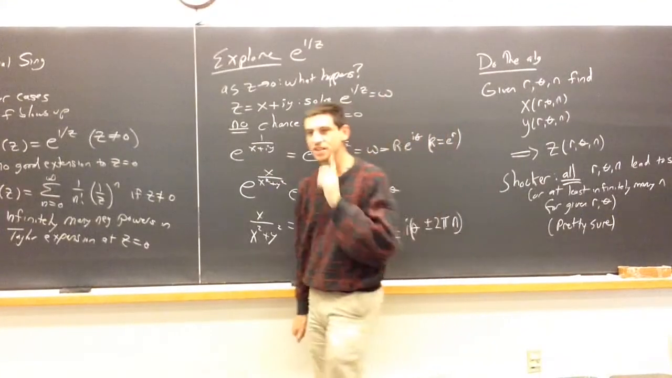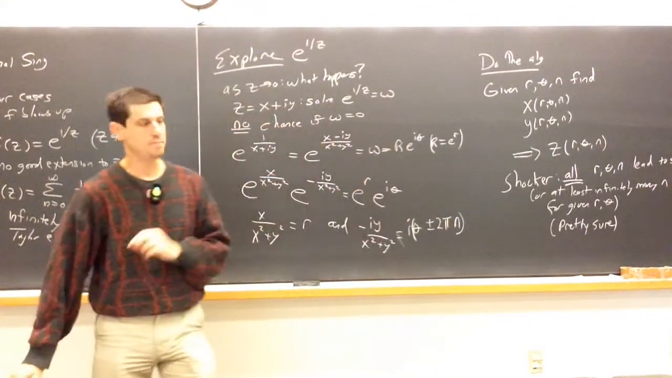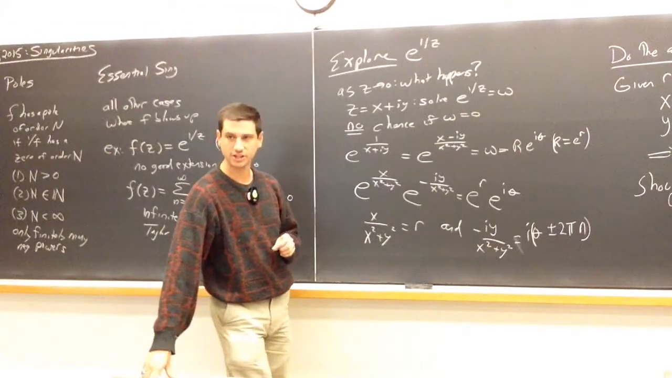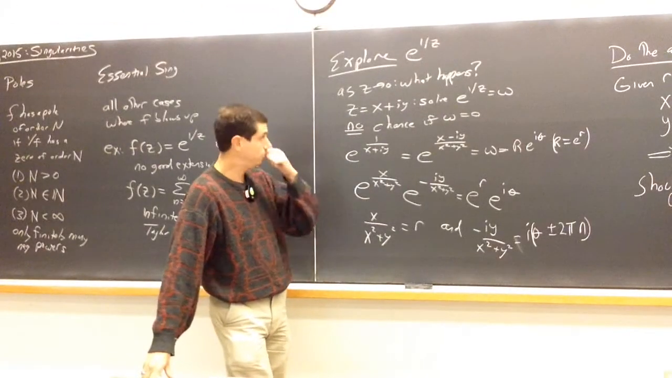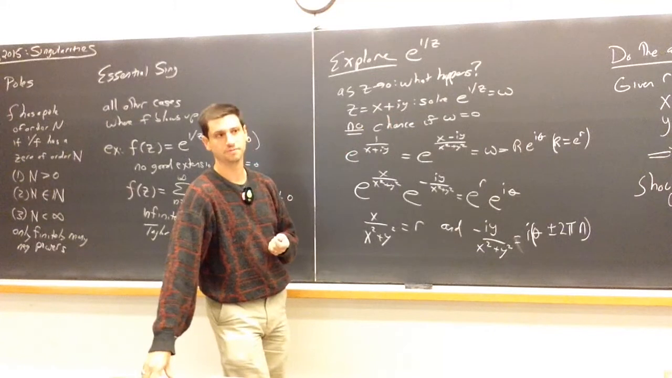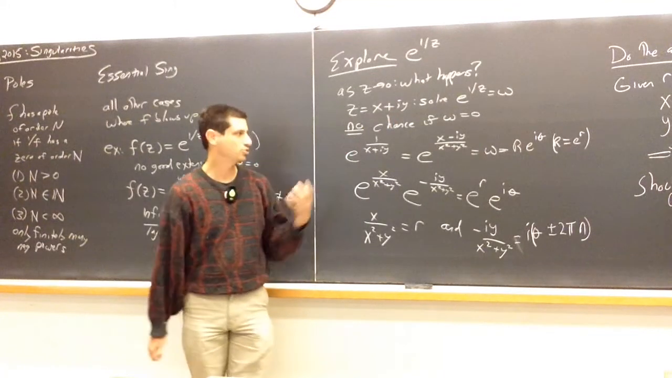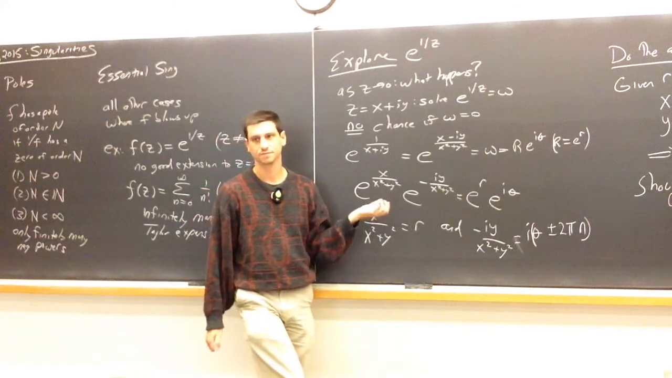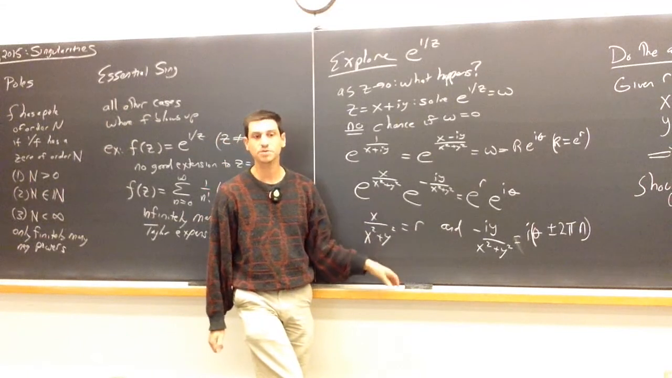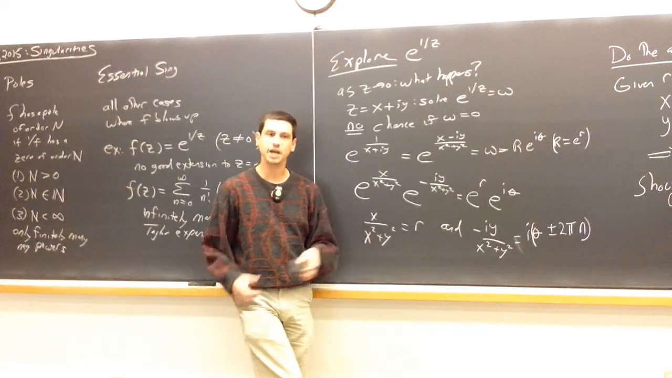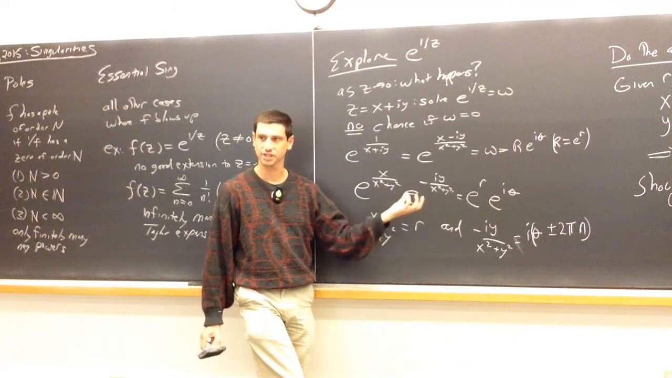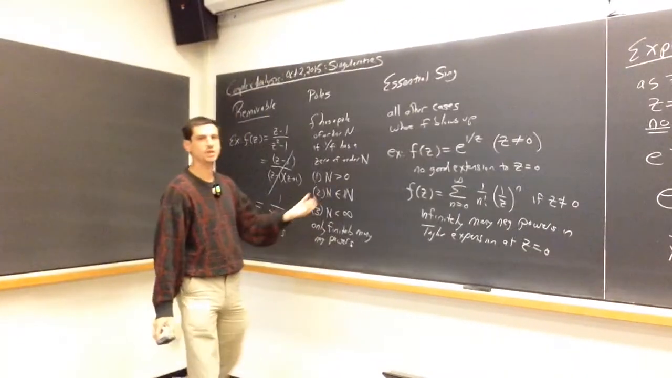Now, of course, this is just one specific function. Maybe other functions with essential singularities have different behavior. I could replace z maybe with z squared. That probably won't change things that much. So this becomes a very interesting question. What does the behavior of a function look like near an essential singularity? What does the behavior of a function look like near a pole? What does the behavior of a function look like near a removable singularity?